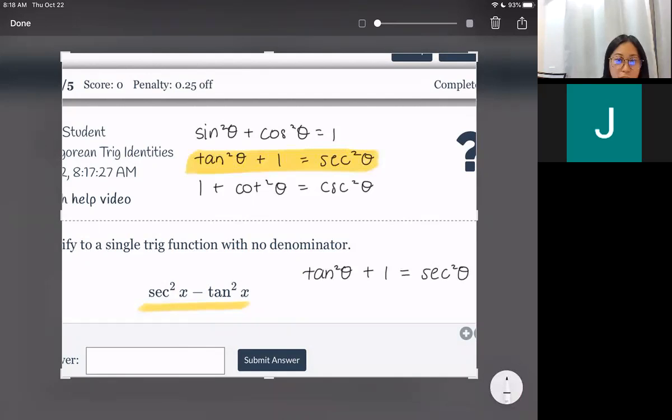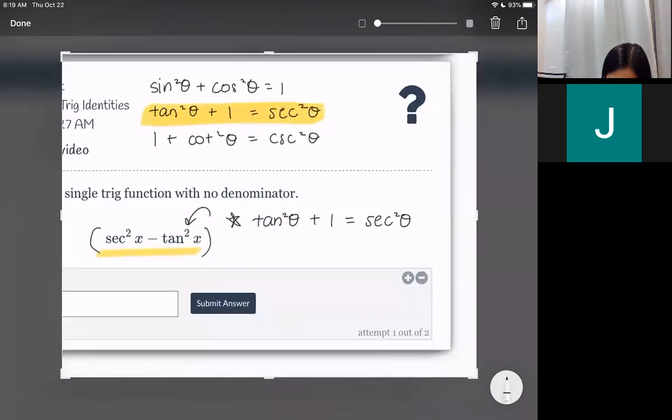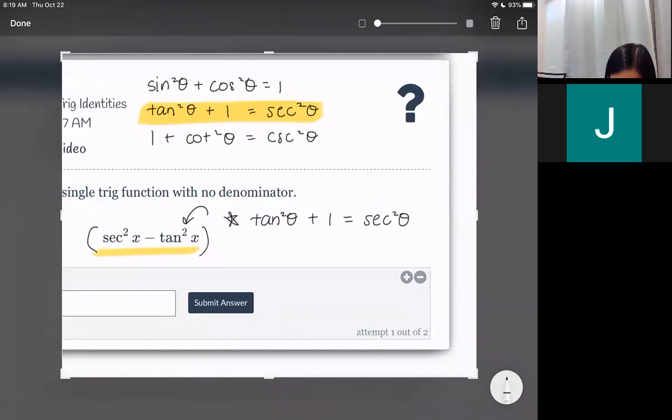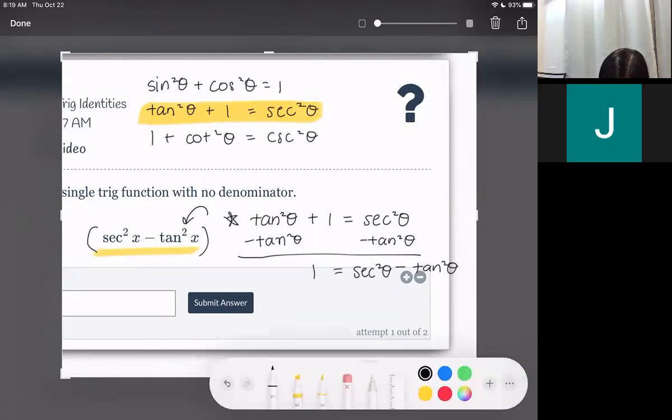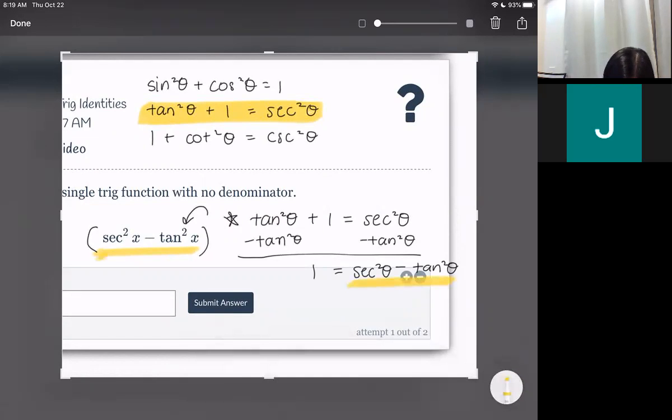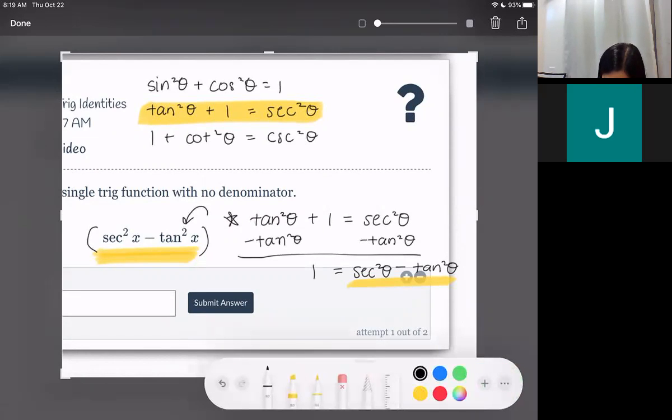So I just need to rearrange my Pythagorean identity so that it becomes this entire thing, secant squared minus tangent squared. How do I get that to happen? Well, I have tangent squared plus 1 equals secant squared. So if I subtract tangent squared on both sides, I get 1 is equal to secant squared minus tangent squared. And so now this thing matches the problem they gave us. So therefore, our answer is 1.